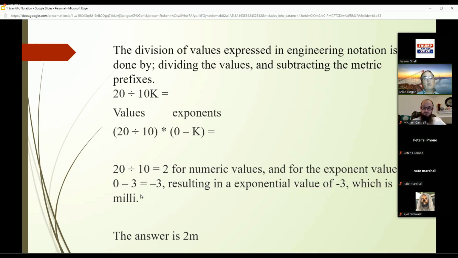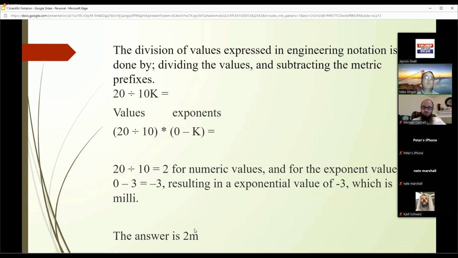So like I said, you could do it either way. You can do the long way, 20 divided by 10,000, get 0.002, and then convert it to 2 milli. Or you could take a shortcut and say, I'm just going to divide my base value, 20 divided by 10, which gives me 2. I'll subtract my exponents. This was 0, this was 3. That gives me a -3. So I get 2 milli.